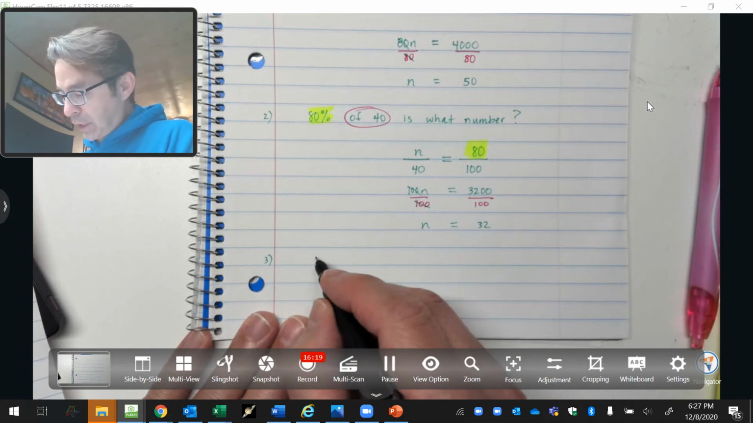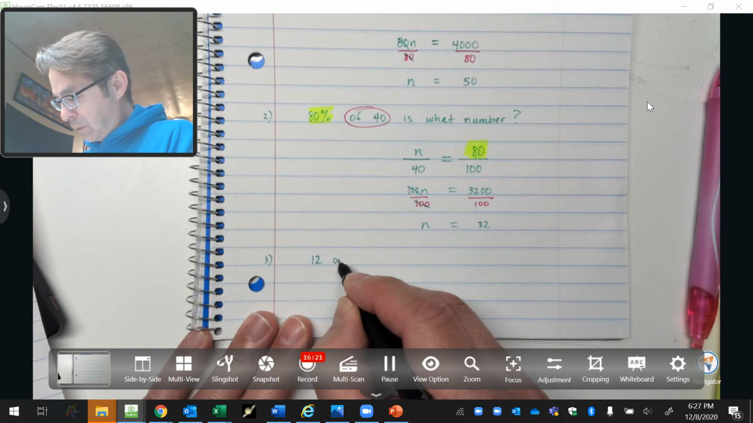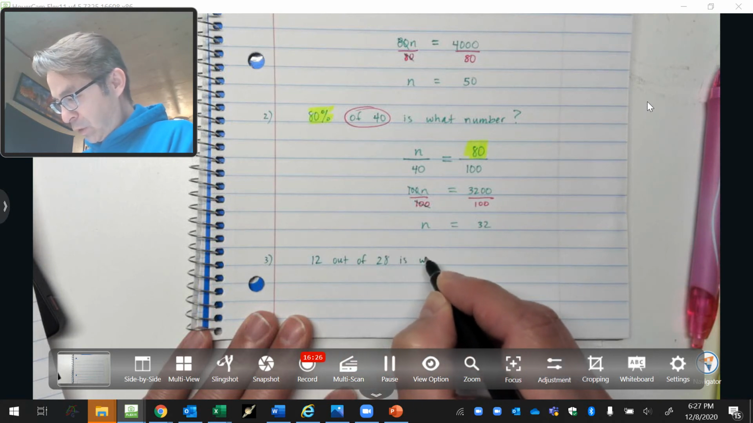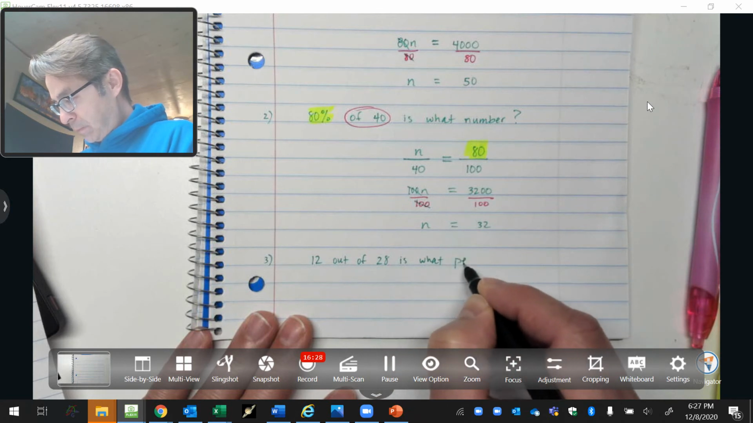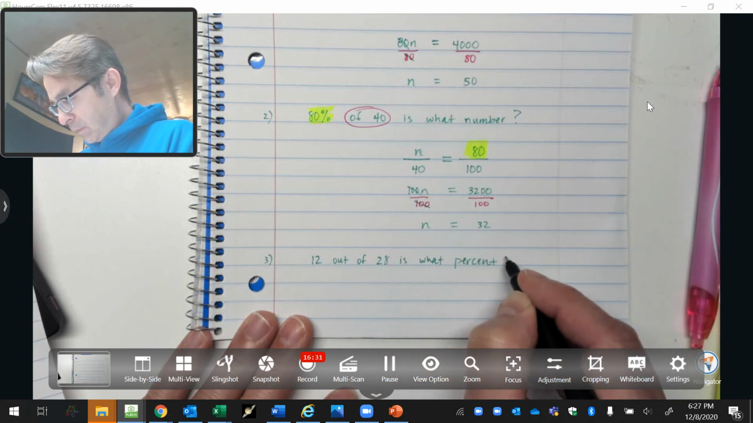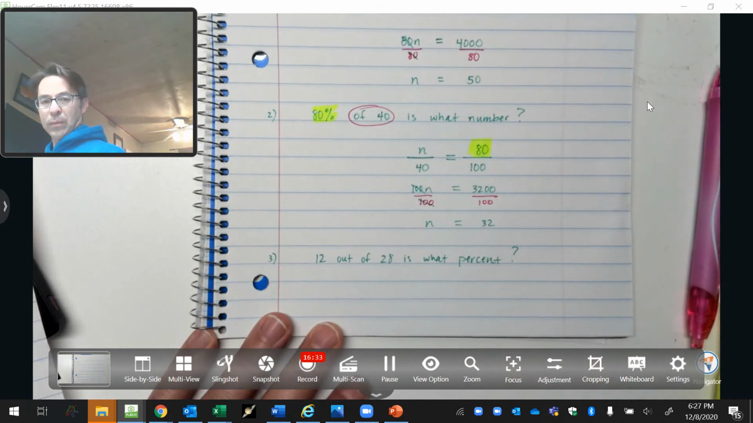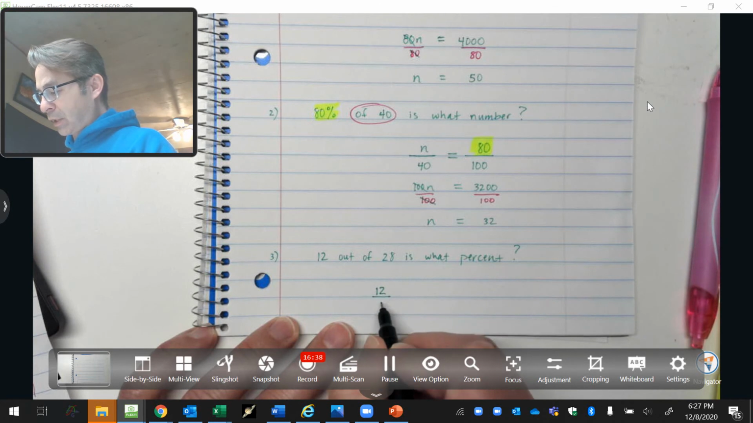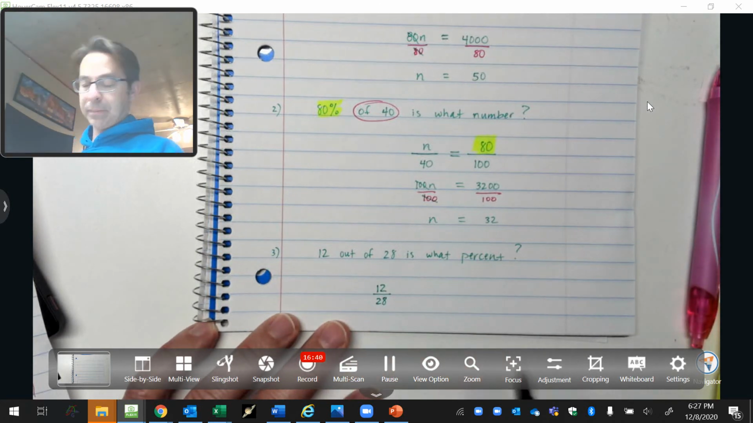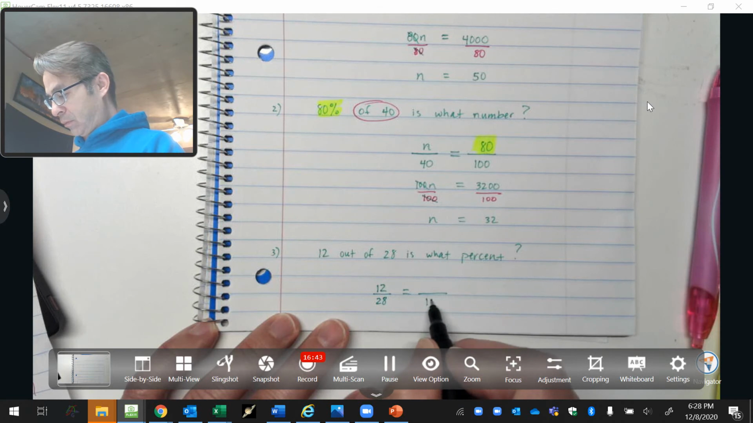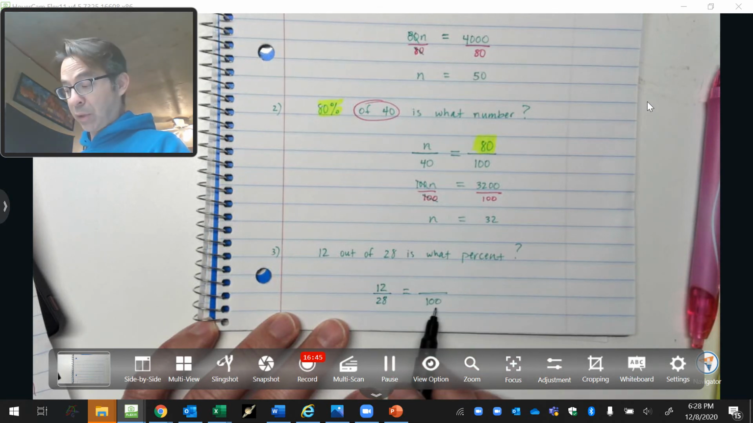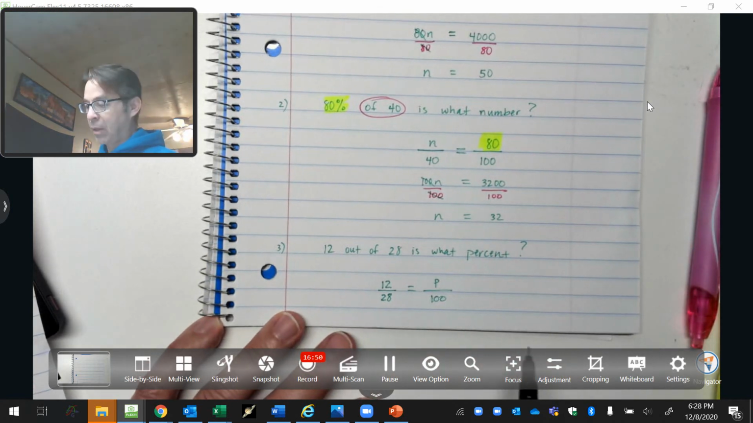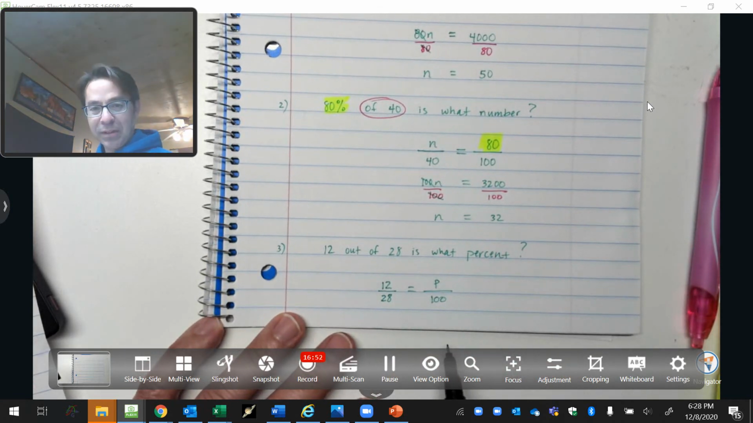12 out of 28. 12 out of 28 is what percent? Percent. Question mark. So 12 out of 28, I think we all know what that would look like as a fraction. 12 out of 28. Equals, it's a percent problem, so you always put 100 on the bottom right. So our unknown must be right here. I'm going to use P for percent. And I'm totally out of room on my paper.